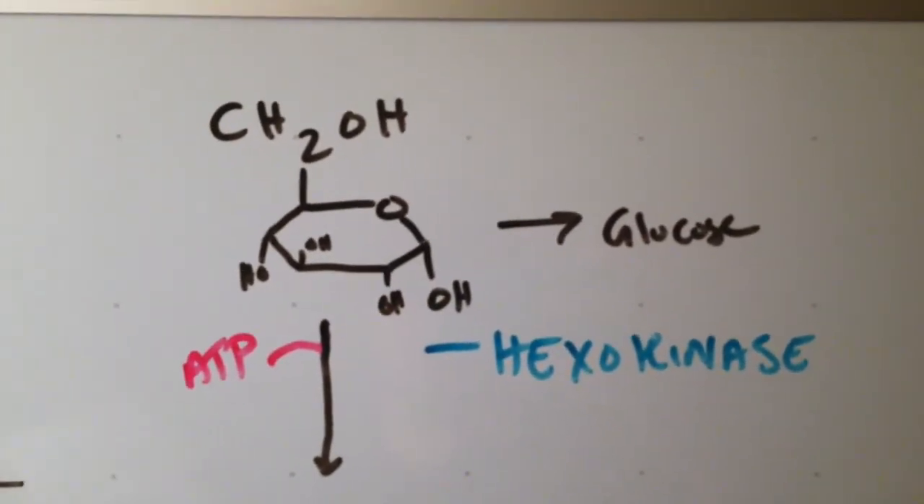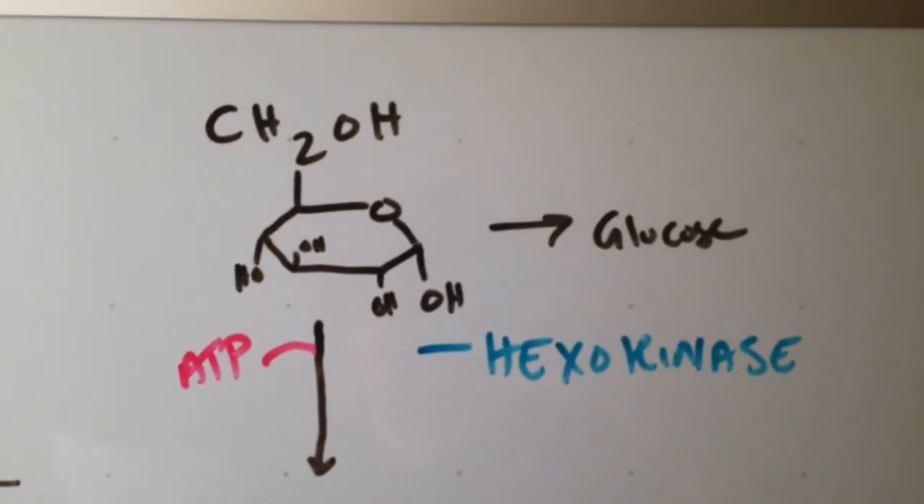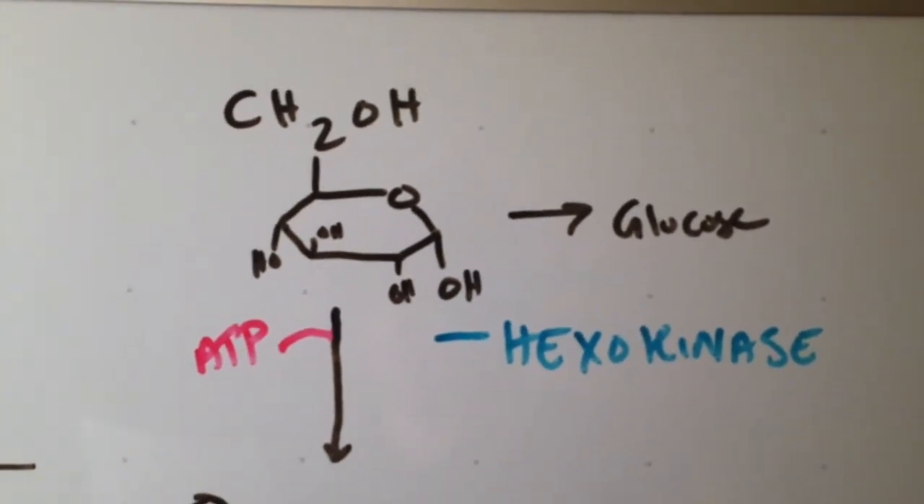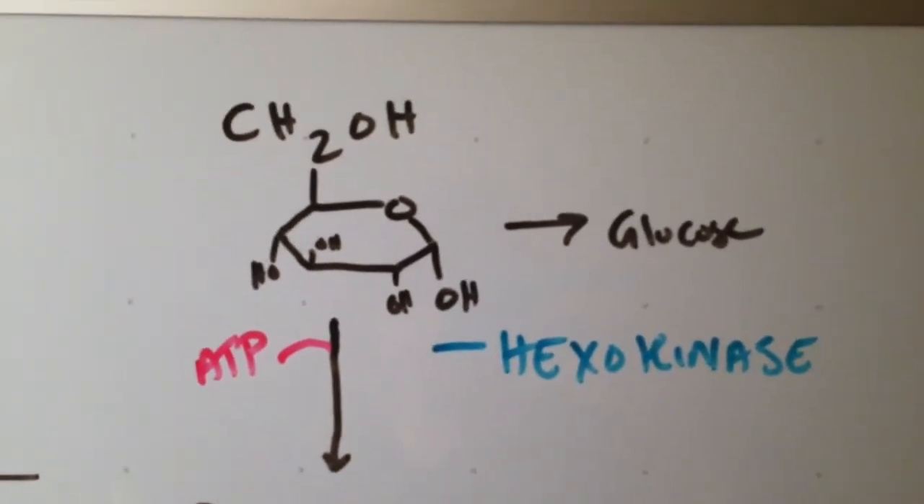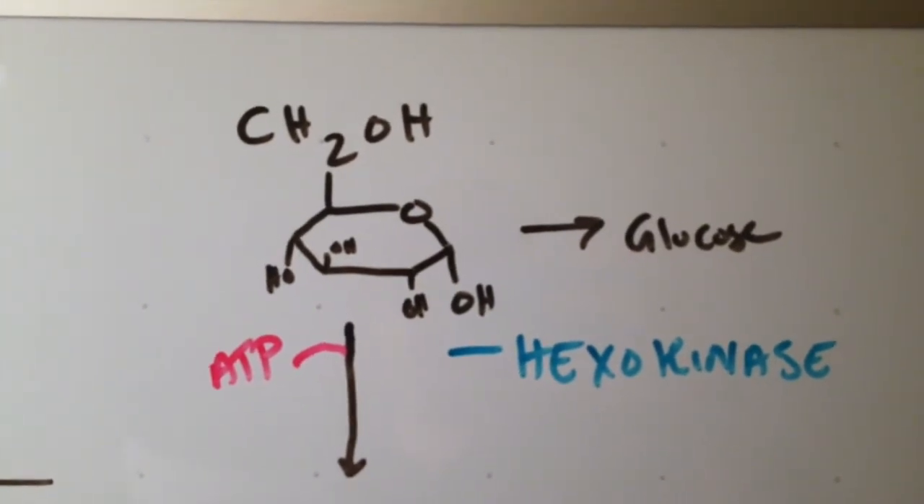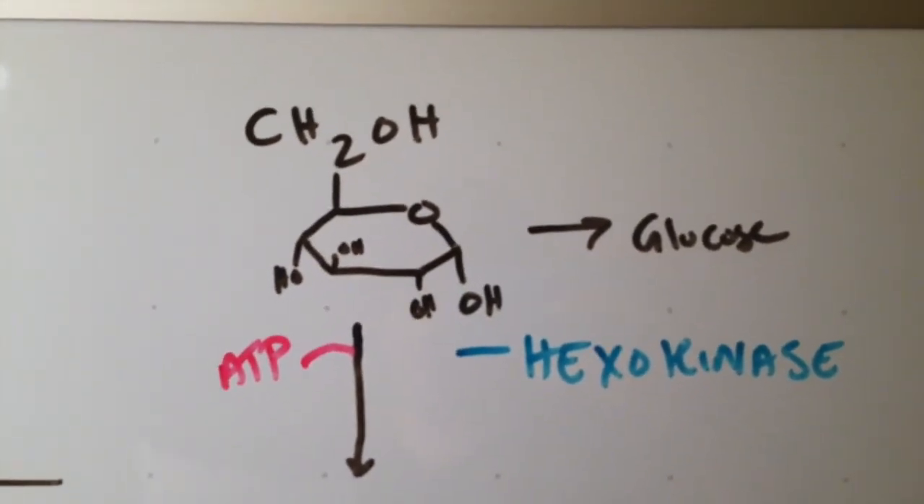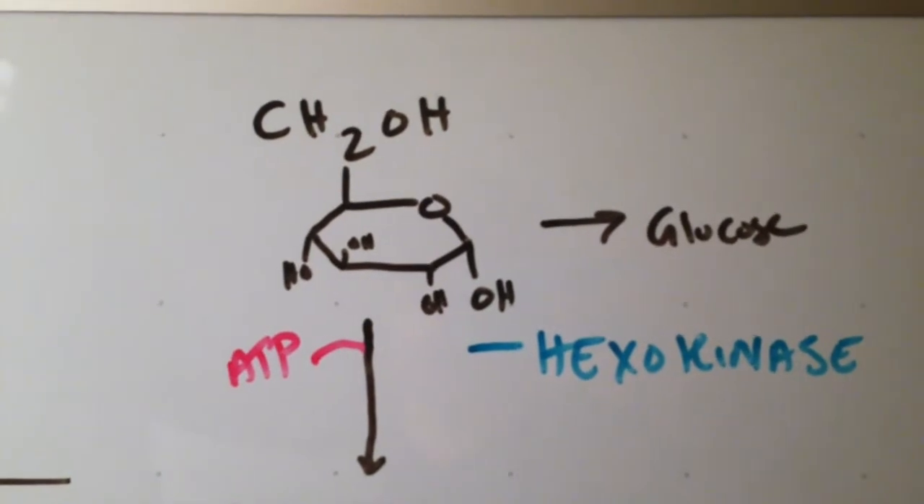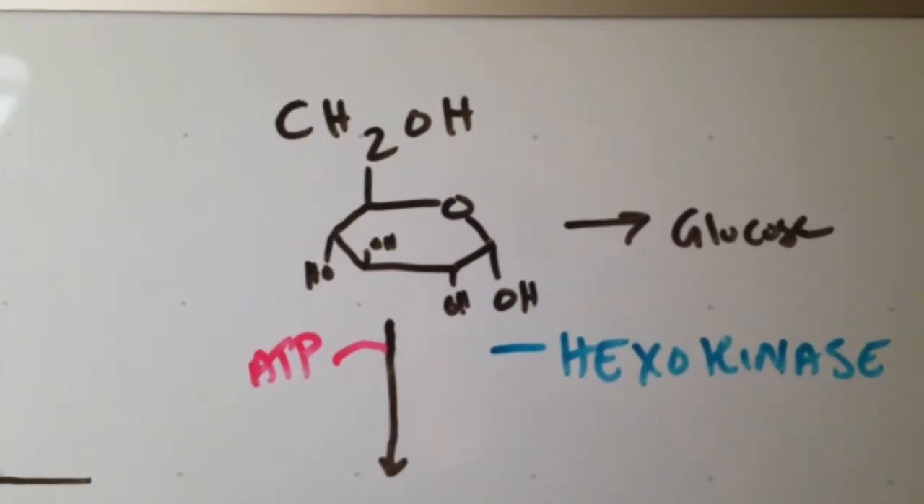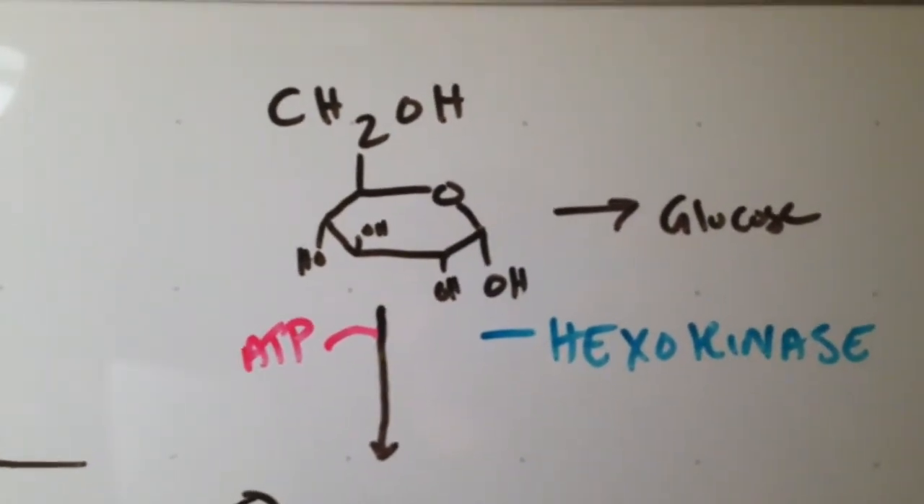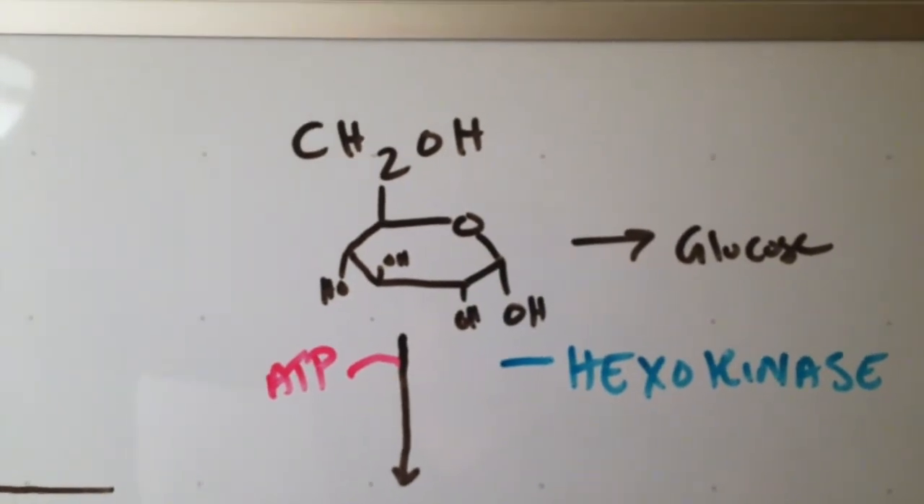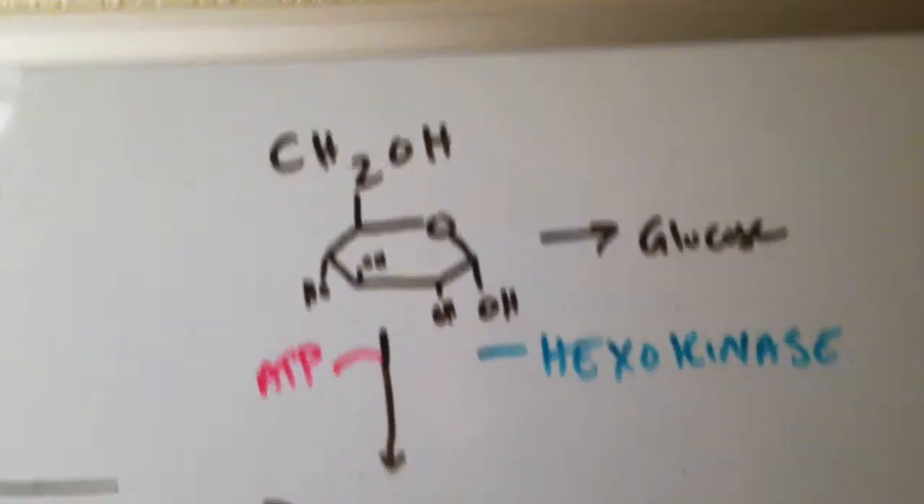You begin with the molecule glucose, an enzyme called hexokinase, and ATP. ATP will donate a phosphate to the glucose due to the enzyme hexokinase, which creates a new molecule called glucose 6-phosphate.